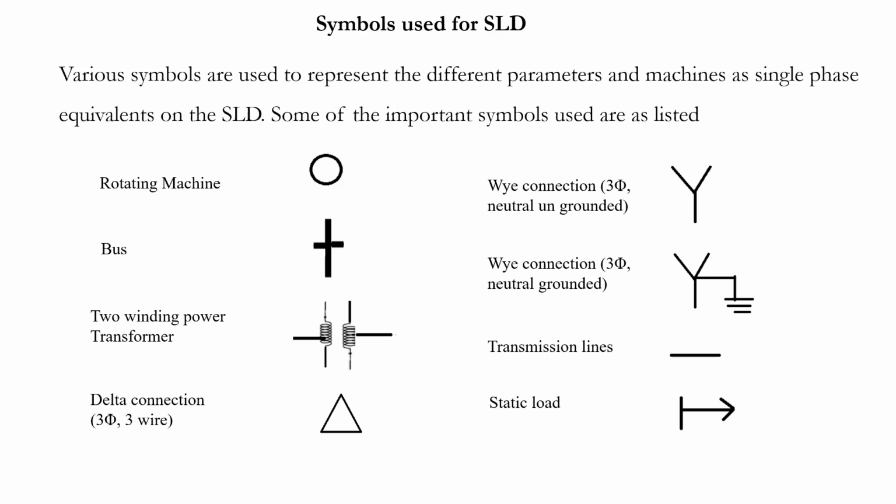The delta connection is for three-phase, three-wire, and is shown in the form of a delta. Star connection, three-phase, neutral ungrounded, so without neutral it is a three-phase, three-wire system. The symbol is shown like this. Next comes the star connection with neutral grounded, so it is a three-phase, four-wire system. A simple transmission line is represented as a straight line. And this is the symbol for static load.